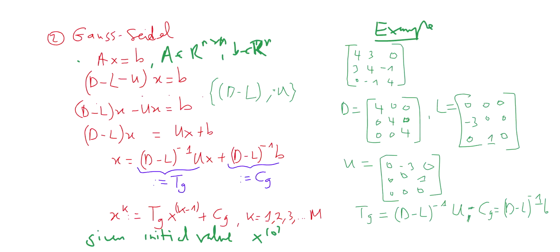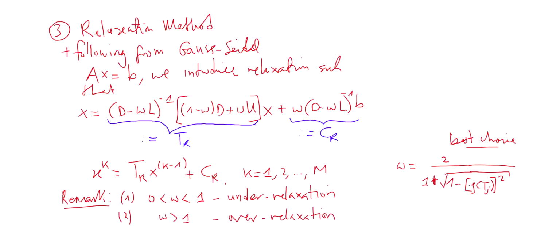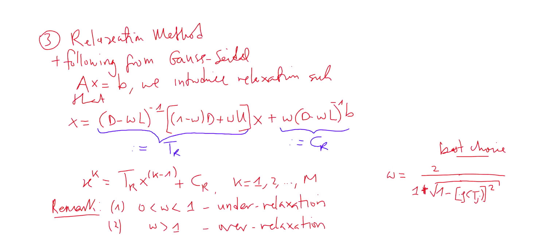Okay, then the next one is the relaxation methods. The relaxation methods really follow from the Gauss-Seidel approach. Of course, these methods that I'm presenting, I'm presenting in the matrix form, and if you follow this form, it's helpful in the end. So this is the Gauss-Seidel, and then the relaxation. I said it follows from the Gauss-Seidel approach.